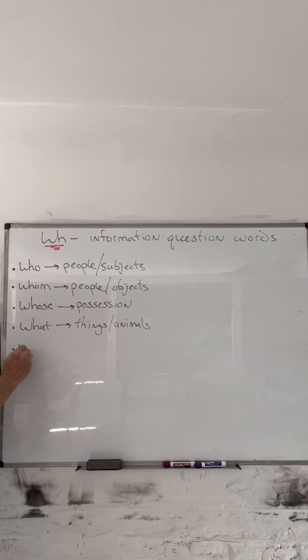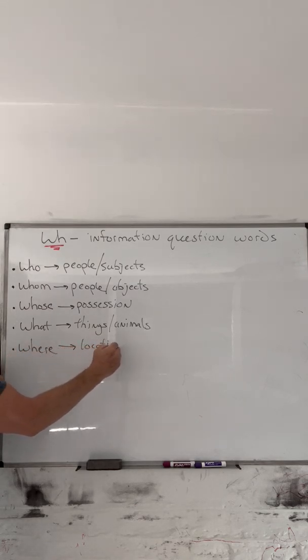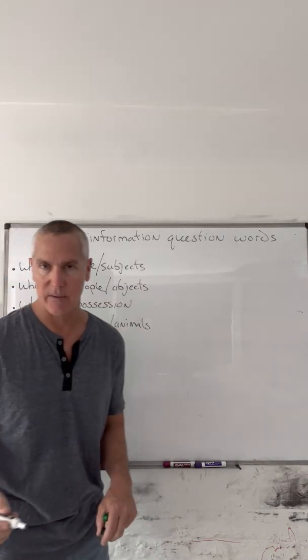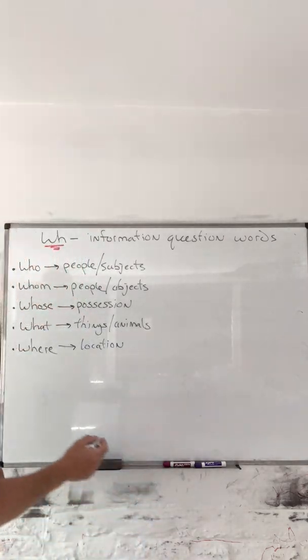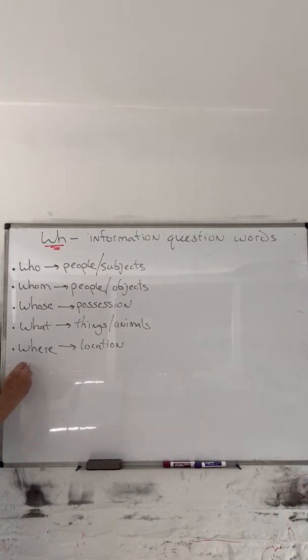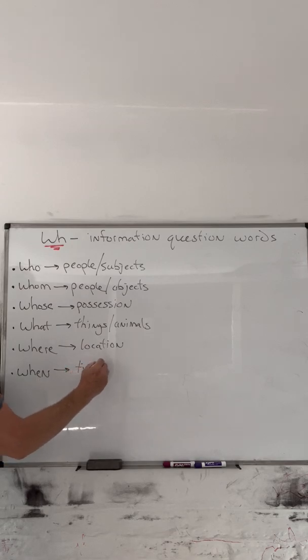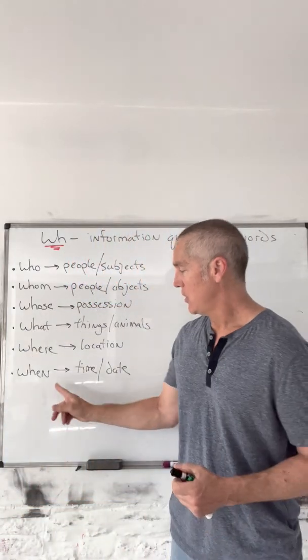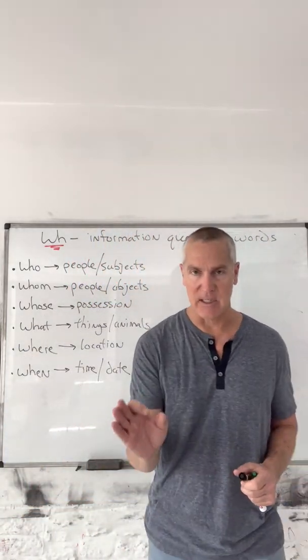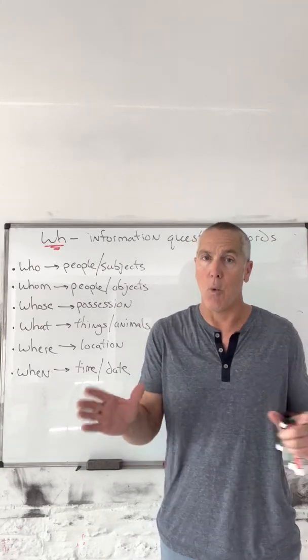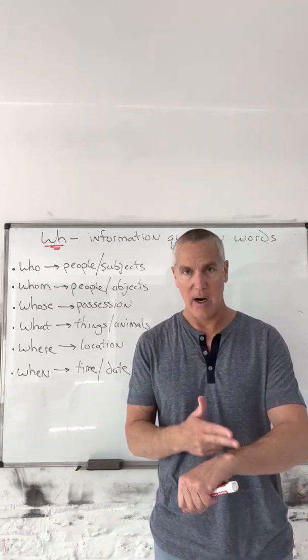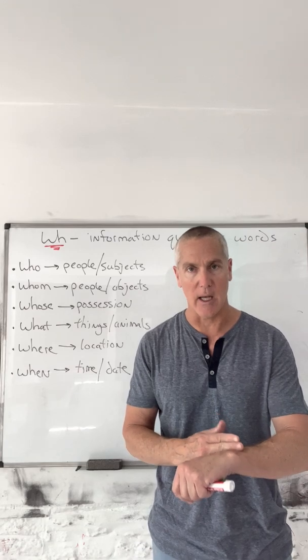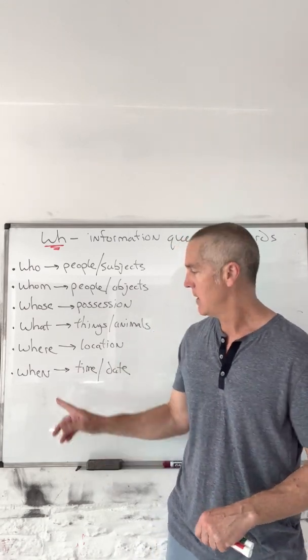The next one, where, of course, is asking about a location or a place, right? Where is asking about a location or a place. When is asking about a time or a date. Of course, you can always ask a more specific question for time. What time? We're asking literally for the time on a clock. What time? 2 o'clock. You can also ask about time just using when.